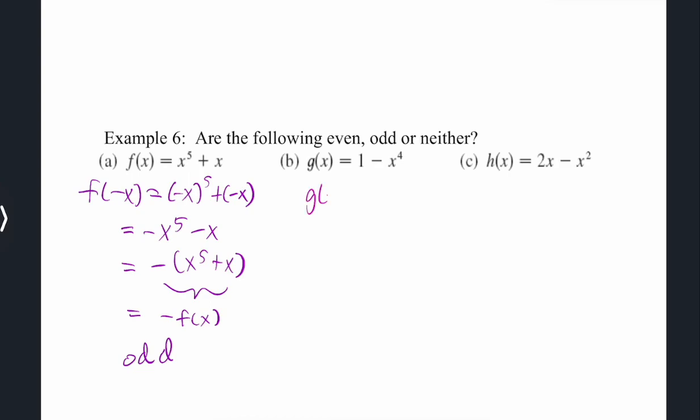Okay, let's do the next one. If you plug in negative x to this one, we get 1 minus negative x to the fourth, put it in parentheses. A negative inside of an even power is going to flip it back to a positive, so we get 1 minus a positive x to the fourth. This is the original. Oh, I'm sorry, it was G. This is the original again. Because it's the original, it's an even function.